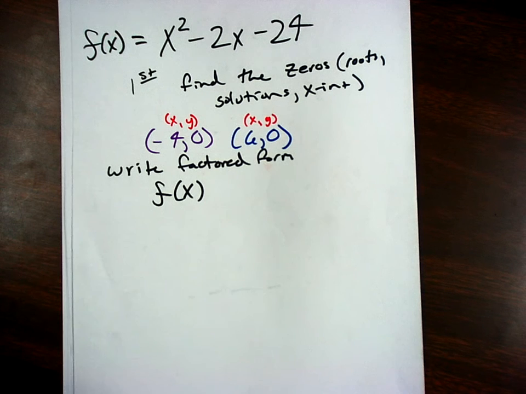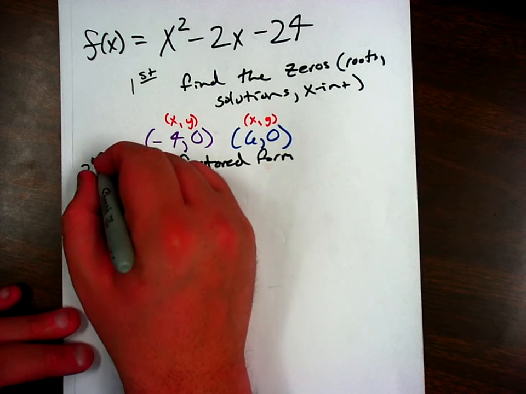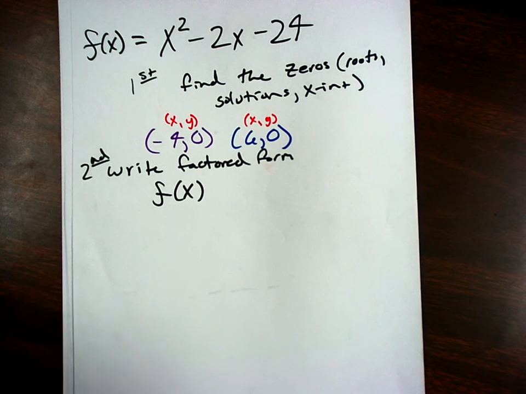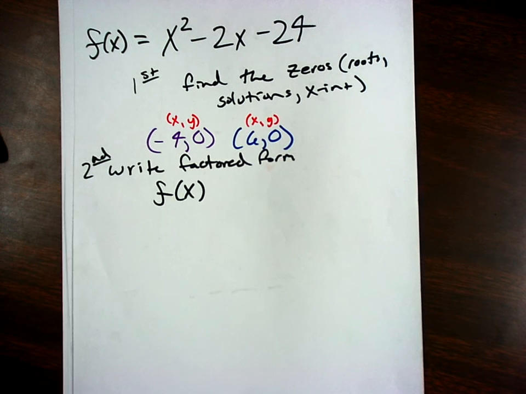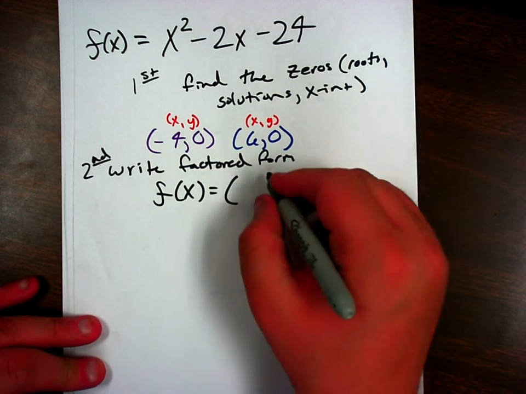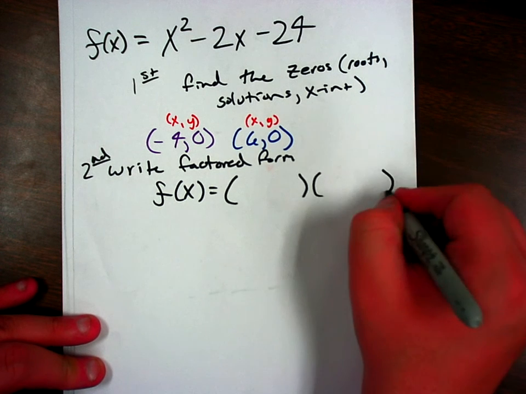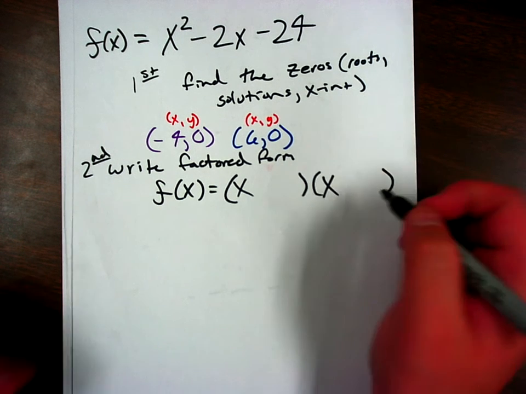So I'm going to write my factored form. That's the second step. And this really is a two-step process. Once you graph and find the zeros, then you write the factored form using this information. All right, so let's keep filling her in. And I know I'm going to have an x here and an x here.